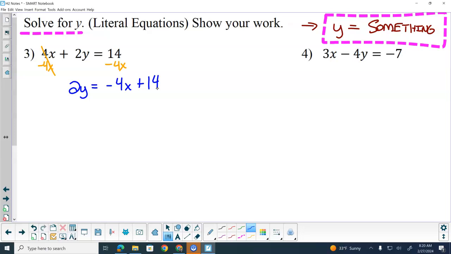What's our next step? We want to get y by itself. We want to get y equals something. So what's attached to y still? X is not attached to y. It's not even on the same side anymore. You sure nothing's attached to y?